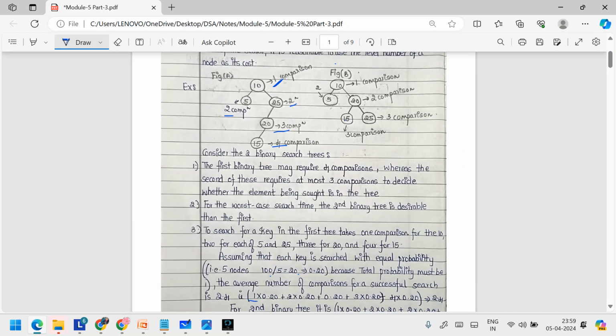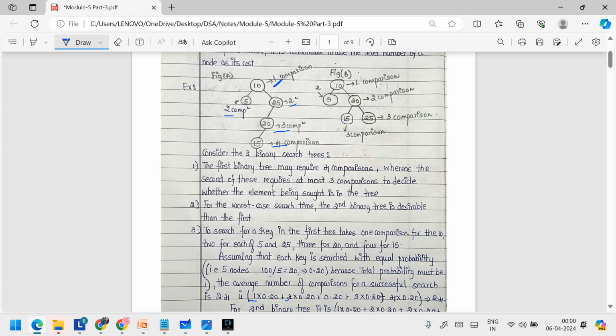So the first node has one comparison. What is the probability? 0.20. Likewise for 5: 5 has comparison 2, and the probability is 0.20. Likewise, we have done it for all of them. So as you can see, it is 1 into 0.20, 2 into 0.20, like that it goes on. So I am getting the value 2.4.